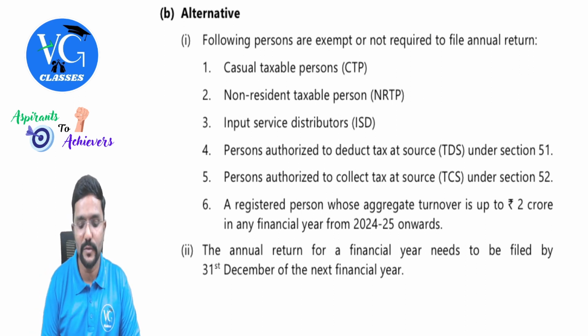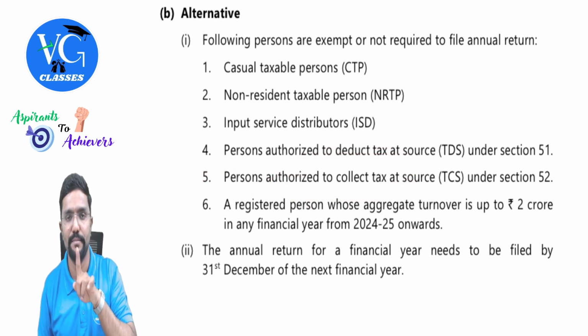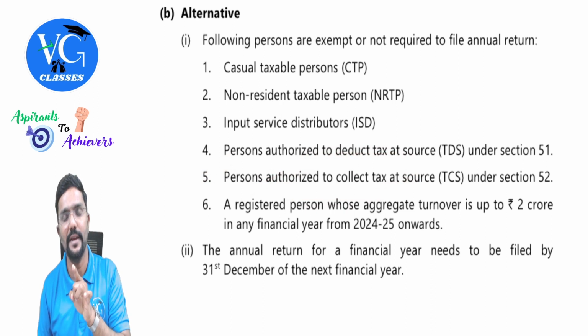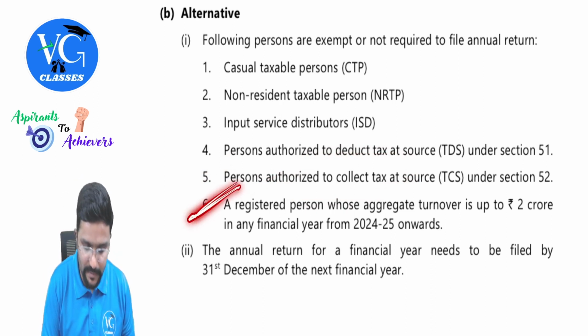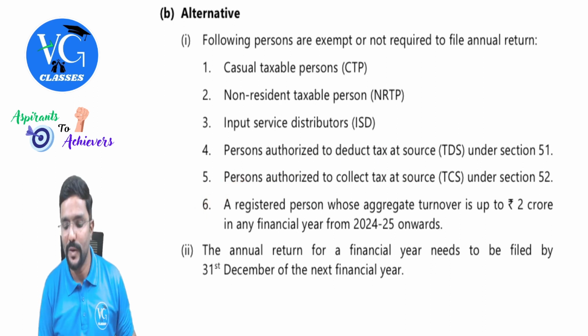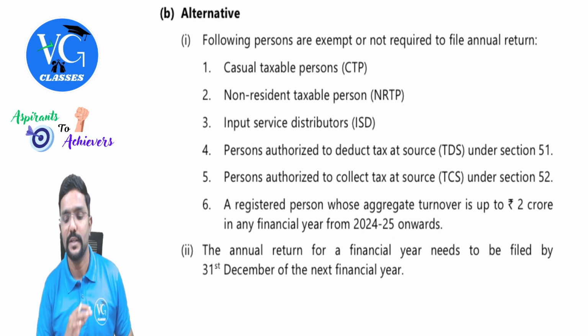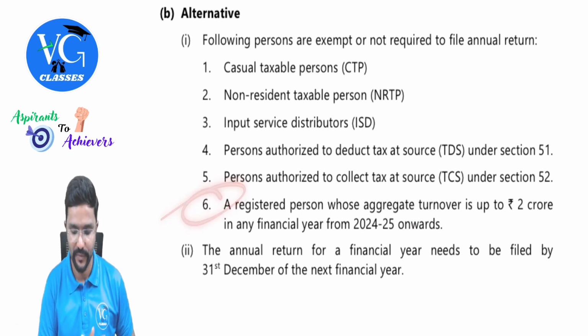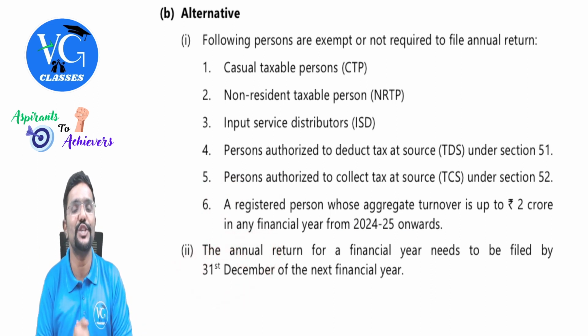So that is why they are mentioning the person who is collecting TCS here, but not composition supplier. Please don't write composition supplier here. It will be wrong because they will file 9A, which is annual return only. And here also, this exemption is there: if the turnover is up to 2 crore in the financial year 24-25 and onwards, then no annual return, guys, for anyone. Then the due date is 31st December of the next financial year. Yes, guys, we are done with this.